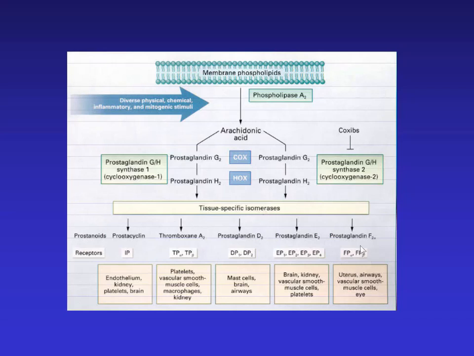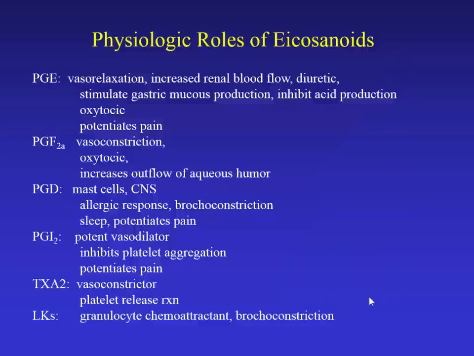Prostaglandins in the F series are really important in the uterus, where they control myometrial tone, that is the level of contraction of the myometrium. Important in the airways, important in vascular smooth muscle cells. Actually, and important for making aqueous humor within the eye, and that's a pharmacologic application we'll talk about. Okay, more specifically, I've just summarized in this slide the physiologic roles of the eicosanoids.